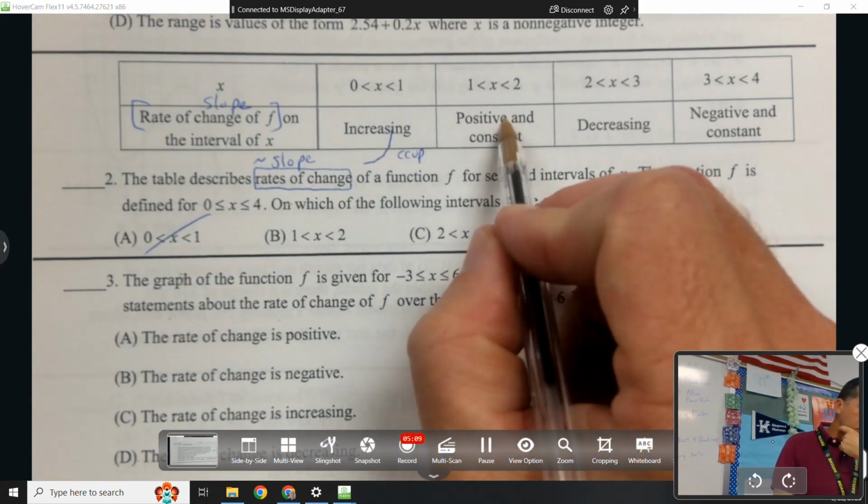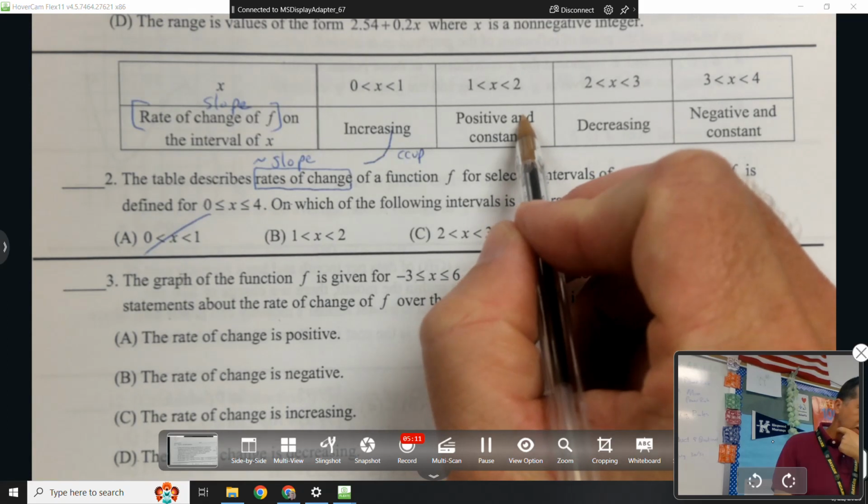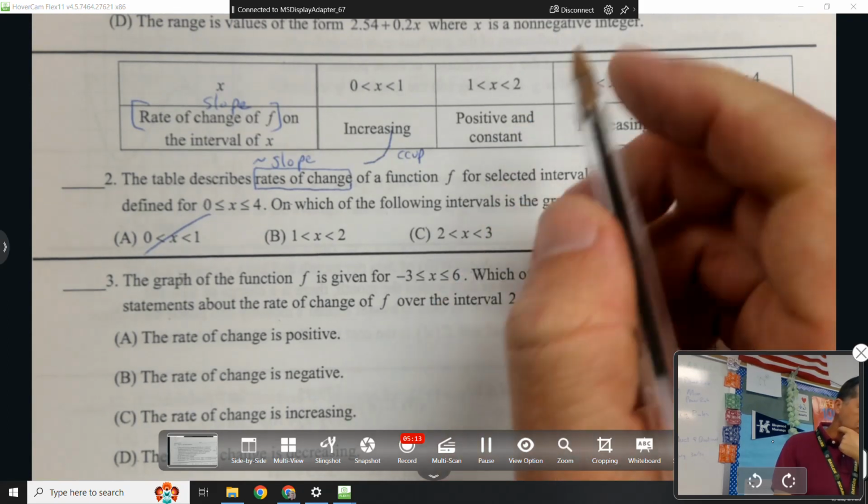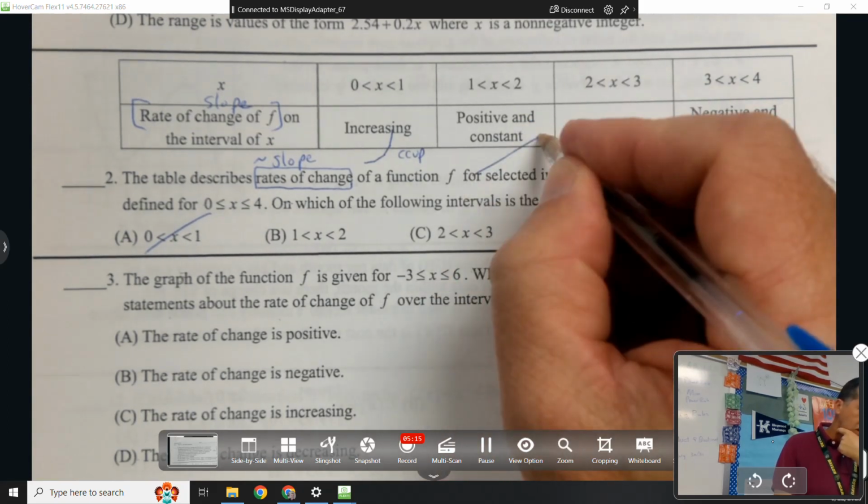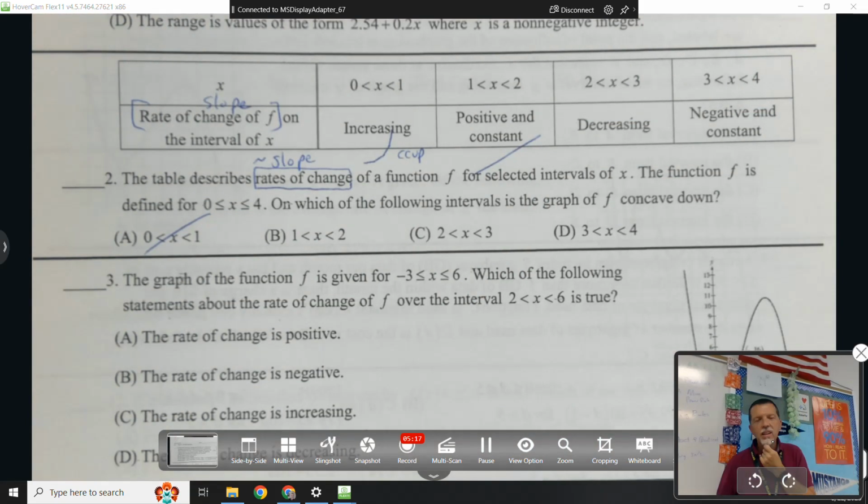Rate of change is positive and constant. So the slope is positive but constant. Something like that. This is kind of a trick question. Is that concave up or concave down?